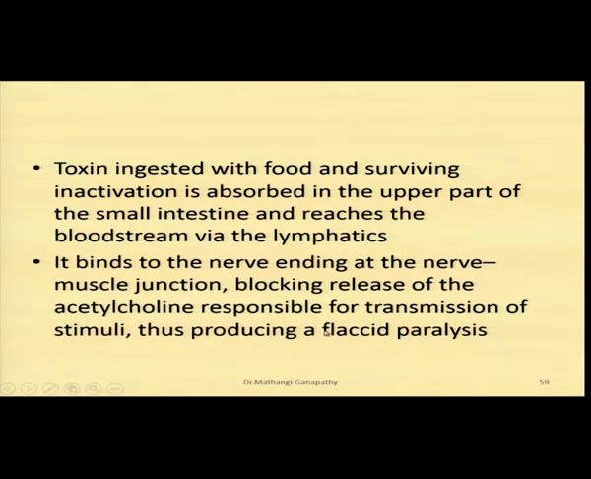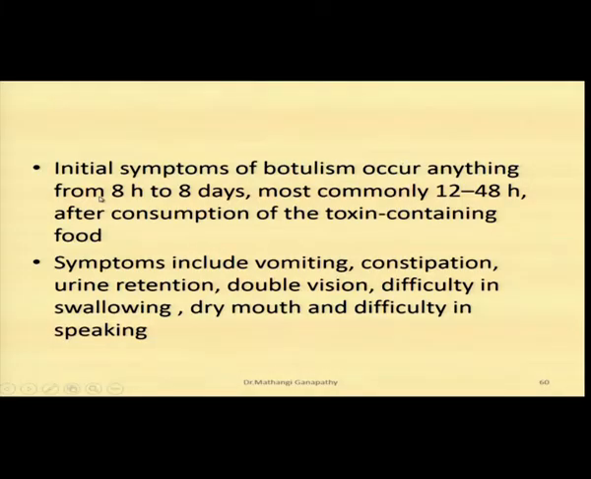See, at the nerve-muscle junction, you have the acetylcholine receptor, which releases acetylcholine as a signal molecule. Release of this as a signal molecule is responsible for the transmission of stimuli, very important for signal transduction. So when the toxin binds to the receptor and blocks the acetylcholine from getting released, it blocks the whole signal transduction pathway, which subsequently causes paralysis.